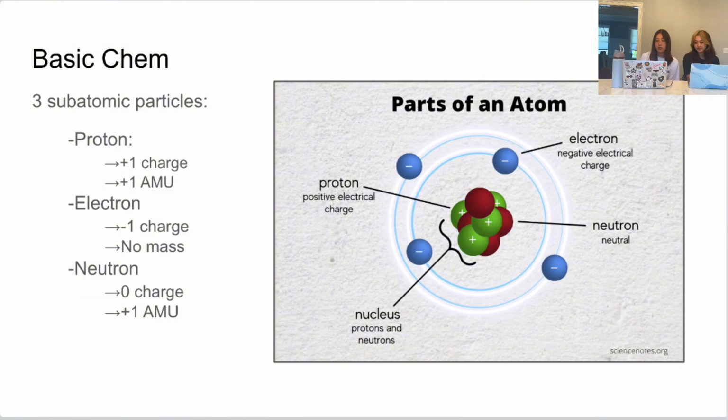And then also in the nucleus is a neutron. Neutron has a 0 charge, which you can remember by neutron as in neutral. And it also has a +1 AMU. And around the nucleus are the electron shells.